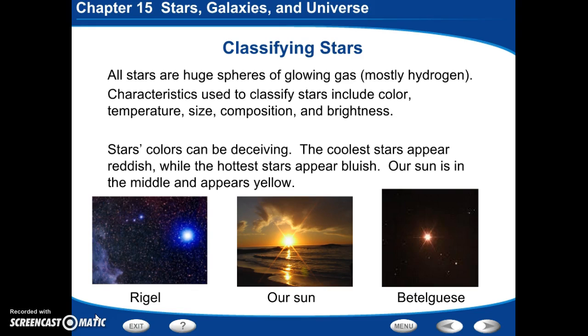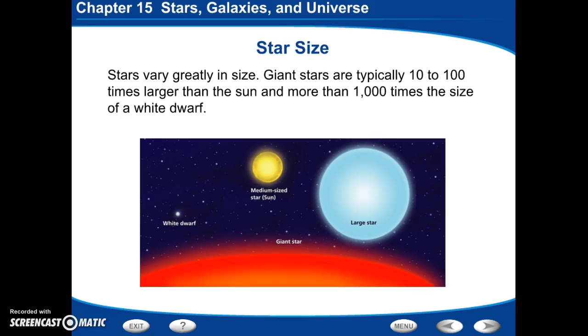They are huge spheres of glowing gas, mostly hydrogen, and the characteristics used to classify them are the temperature, the size, composition, meaning what they are made of, and brightness. The star's colors can be deceiving. The coolest stars actually appear reddish, while the hottest stars that we have are actually blue. Our sun is in the middle. It's a yellowish color.